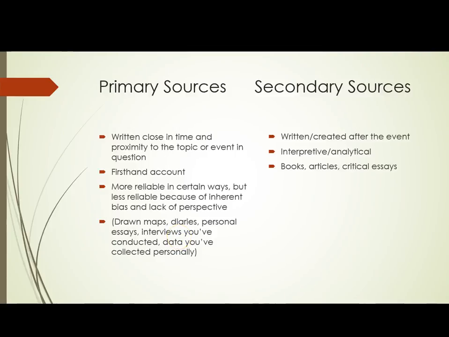Primary versus secondary sources. Basically, a primary source is very close to the event, both in time and space, and it's a first-hand account. So in some ways, it's very valuable information because you're getting it right from the source. On the other hand, that person could be hugely biased. So then it has to be interpreted and put into perspective. And then that analysis would become a secondary source, which is written or created after the event, and it's more interpretive and analytical.